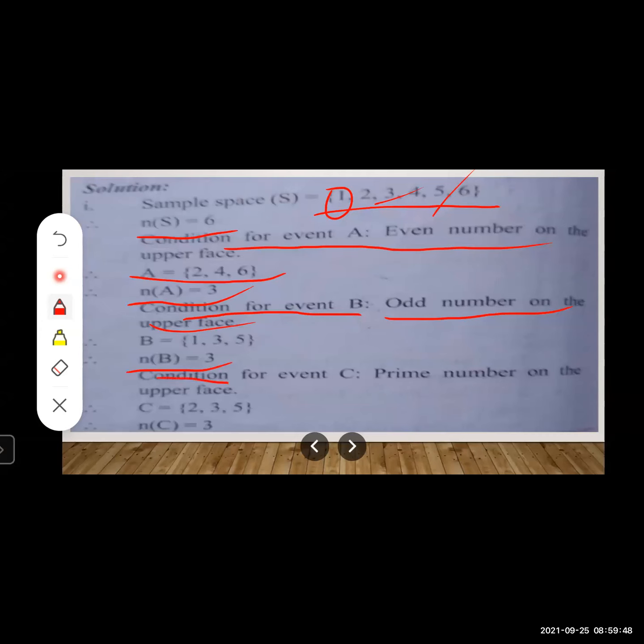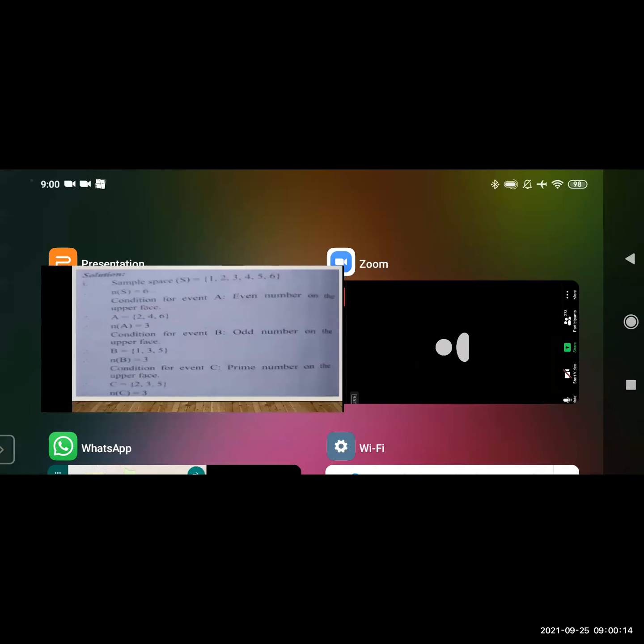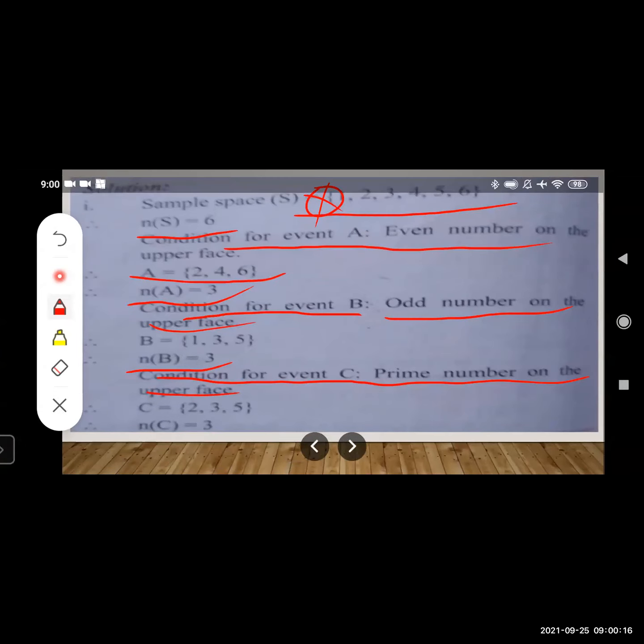What is the condition for event C? We want a prime number on the upper face. So again you have to go to the sample space, right? Now what is a prime number? A prime number has 2 factors, which are number 1 and that number itself, right? Now number 1 is not a prime number. So what is remaining? 2. How many factors does 2 have? 1 and that number itself.